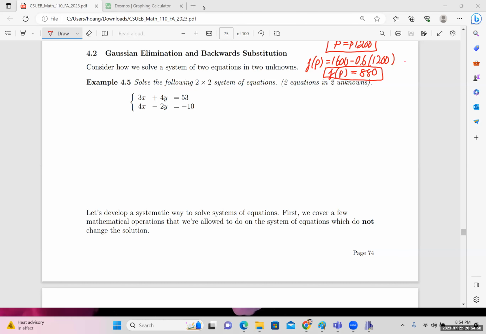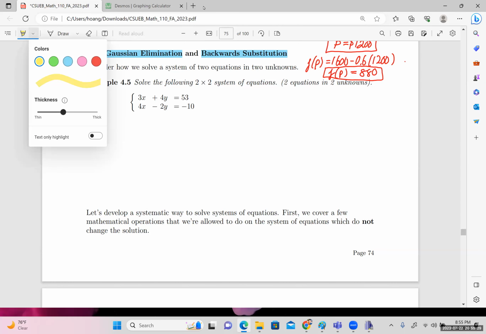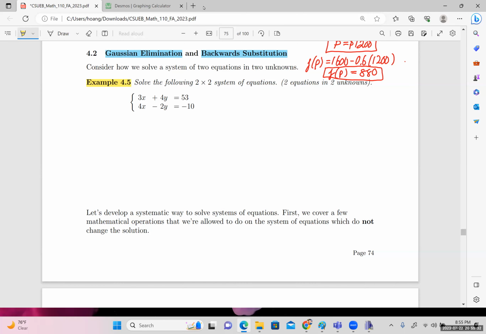Okay, class. So today we're going to come to section 4.2, Gaussian elimination and backward substitution. We will learn about another elimination method to solve the system. Before doing that, let's take a look at example 4.5 and solve for this one.